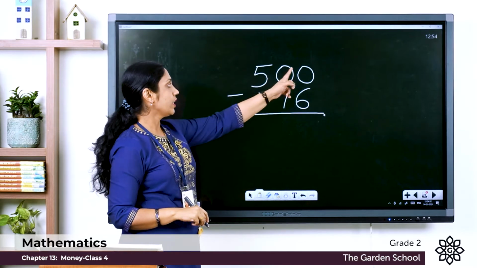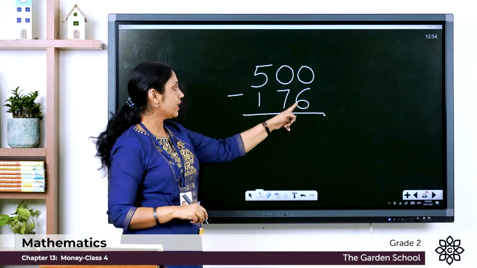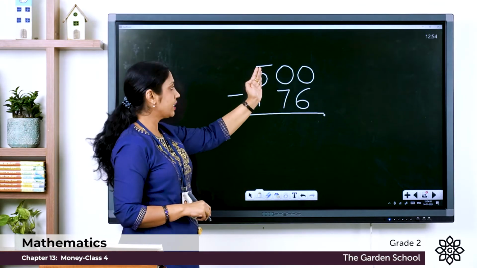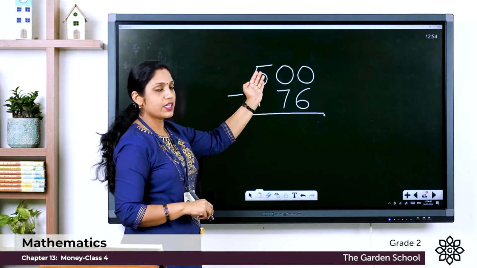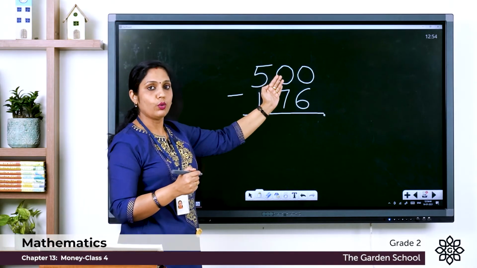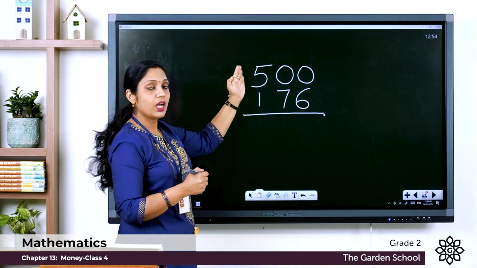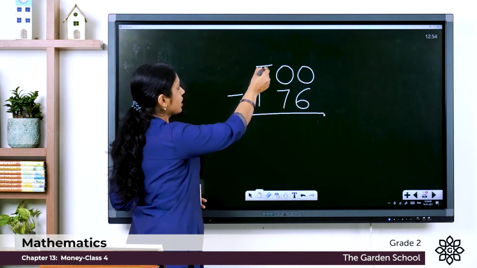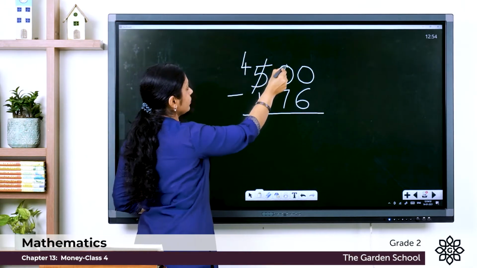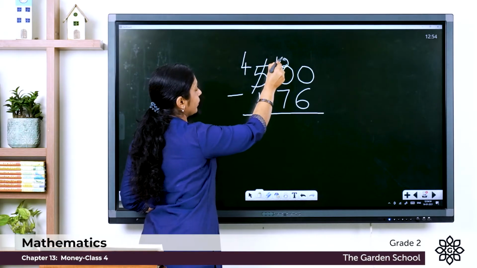So first in the ones place we have 0 minus 6. So we can't subtract 6 from 0. We'll move on to the tens place. In the tens place again you can see a 0 here. So are you able to borrow? No. So what we have to do? We'll move on to the hundreds place. In the hundreds place we have 5. So let's write 4 here and 10 here.